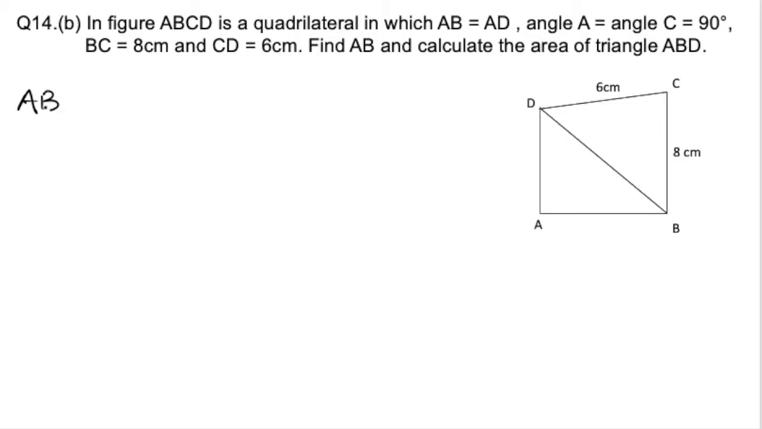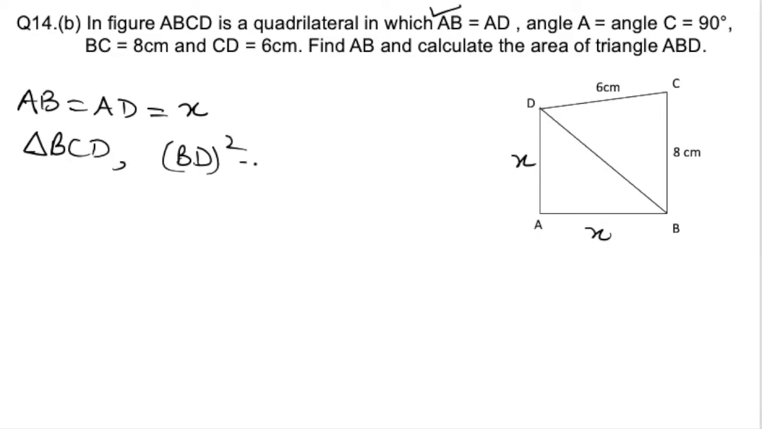Let us suppose that AB and AD are equal, each equal to x in this case. Since it is given in the question that AB and AD are equal, we have supposed each of these sides as equal to x. Now, in the right angle triangle BCD, let us apply the Pythagoras theorem. In triangle BCD, BD square will be equal to CD square plus BC square.